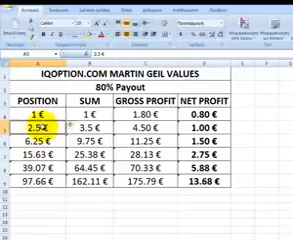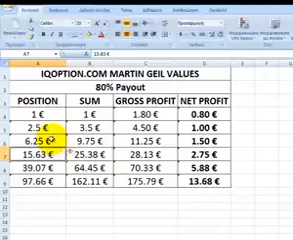If we lose the second position, then we will open a third position multiplying the investment of €2.5 by 2.5 equals €6.25. If we lose the third position, then we will open a fourth position multiplying the €6.25 investment by 2.5 equals €15.63. Let us assume that we win the fourth position.